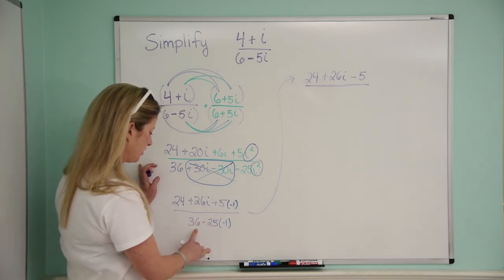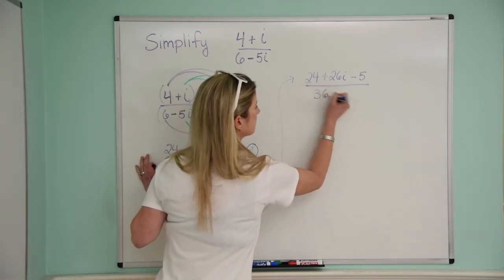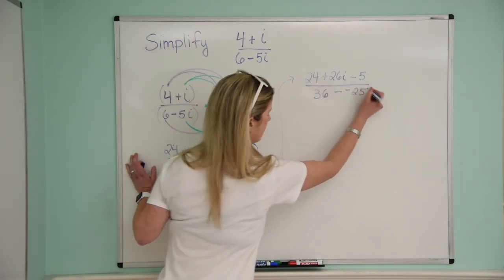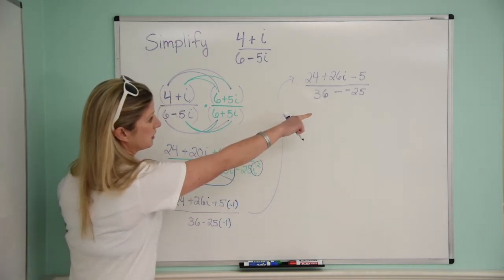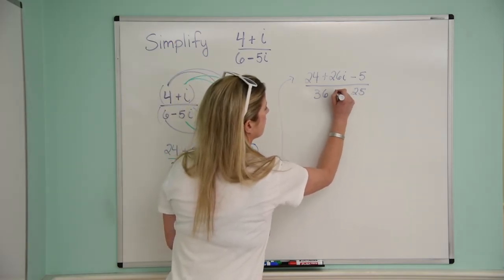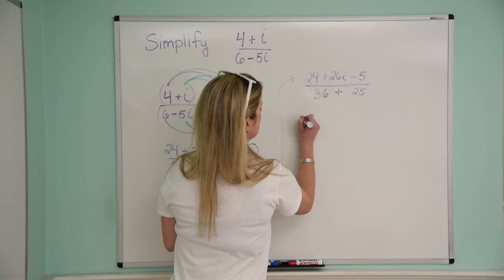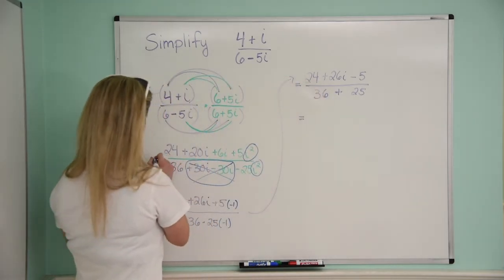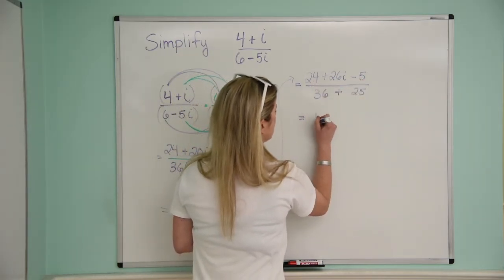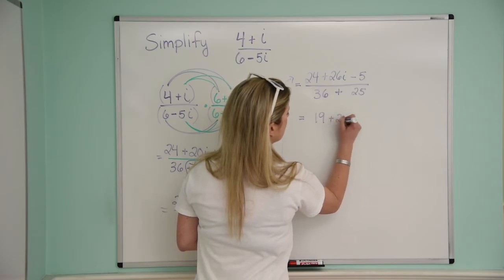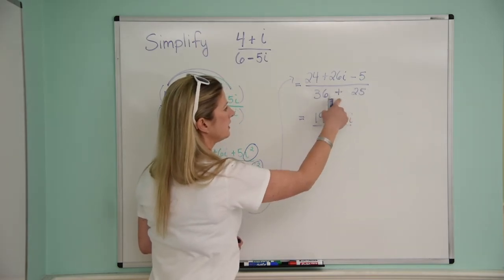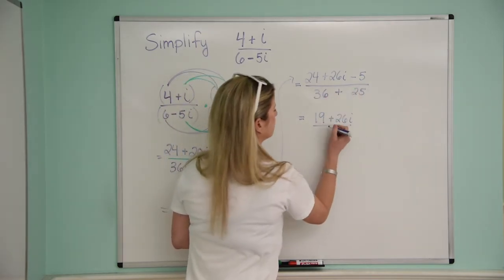Okay, so I could write that as plus -5, but we're used to seeing it as just -5. Perfect. And then in the denominator, I've got 36. Now this is minus -25, right? Because it was minus here, and then 25 times -1 is -25. But we all know that minus and negative is the same as plus, so I'll just write that as plus. Perfect. So then that equals... I probably should have done an equals the whole way through here. So 24 minus 5, that's going to be 19, plus 26i, over 36 plus 25. So 30 plus 20 is 50, 6 plus 5 is 11, so 50 plus 11 is 61.